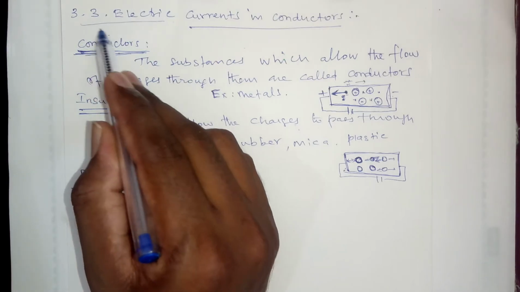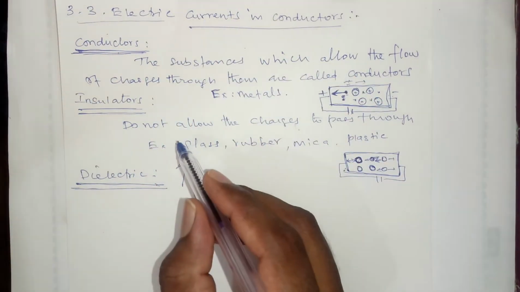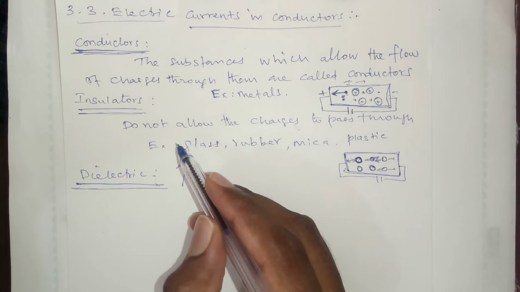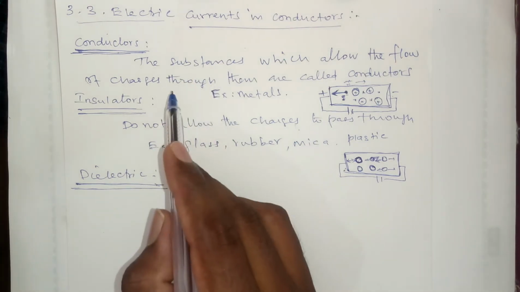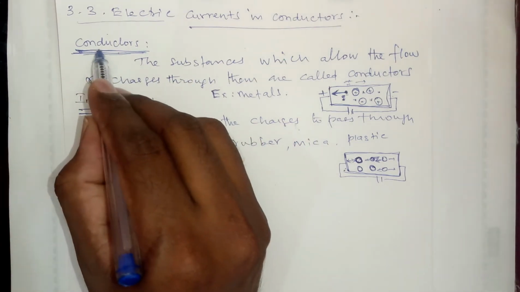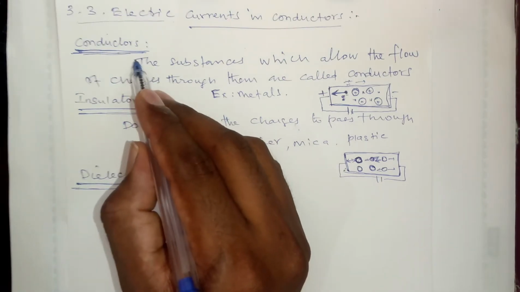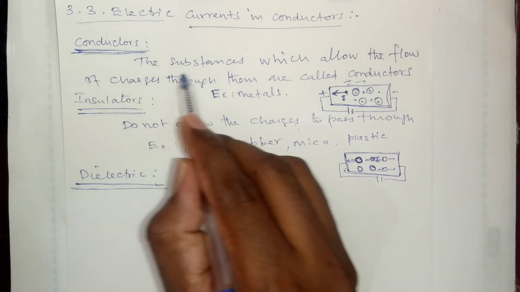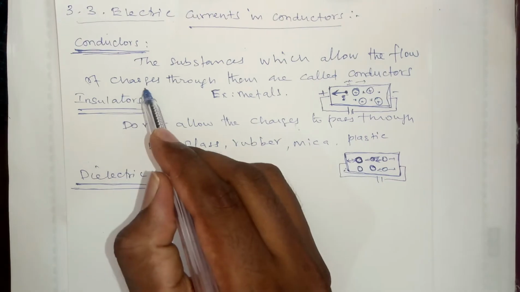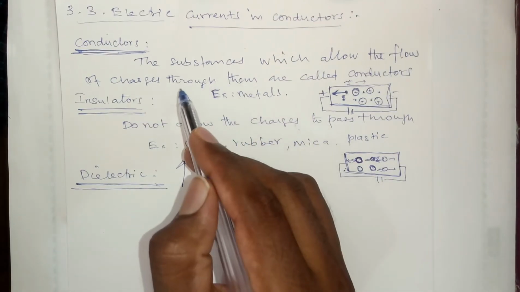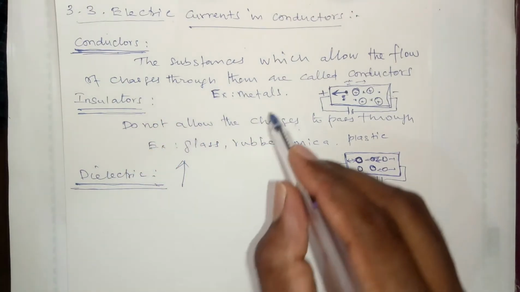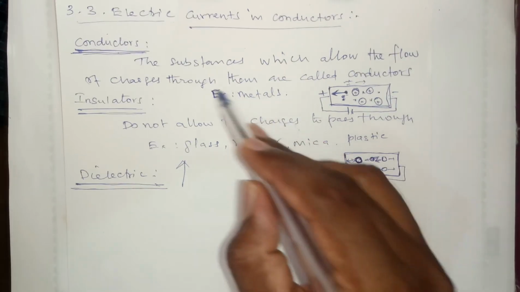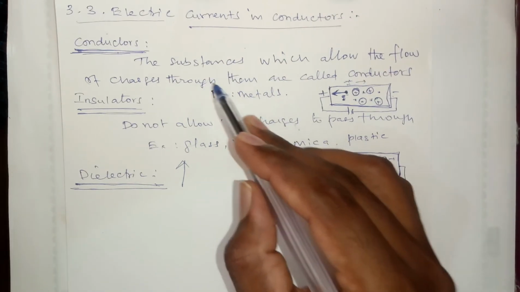Topic 3.3: Electric currents in conductors. We can classify materials based on electrical conductivity into different types. The first one is conductors, simply electrically good conductors. The substances which allow the flow of charges through them are called conductors. For example, metals. Most metals fall under the category of good conductors.